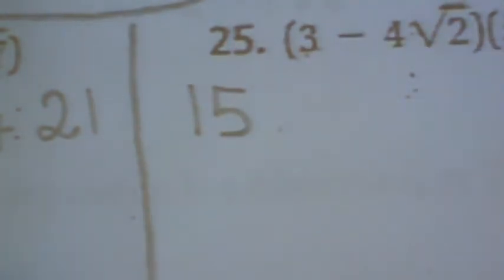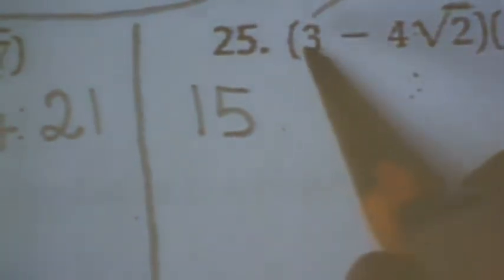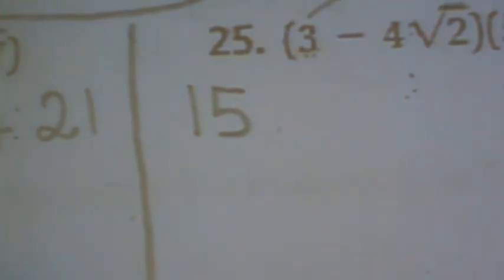What's my first 2? 15. I heard 15. Now what's 3 times negative 6 root 2? Everybody, what's 3 times negative 6 root 2? What's 3 times 6? 18. Negative 18. Negative 18 root 2, you got it.